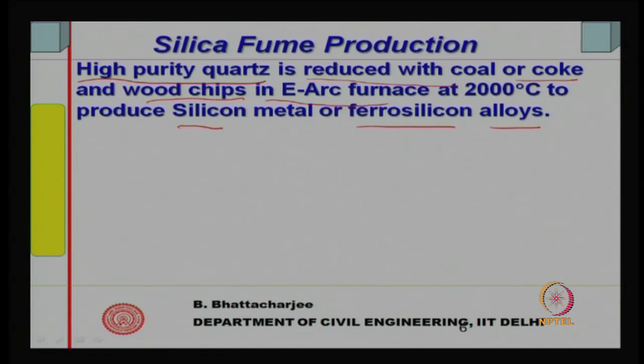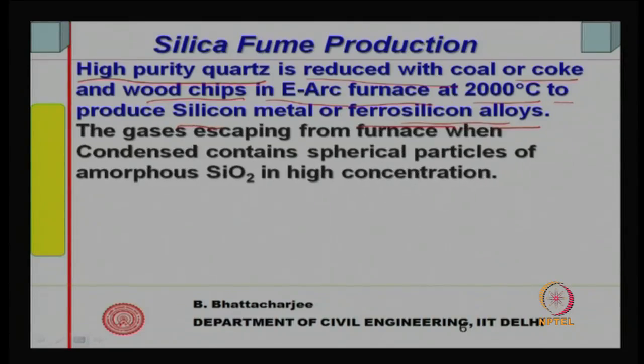These are reduced actually in an electric arc furnace at around 2000 degrees centigrade to produce silicon metal or ferrosilicon alloys. The semiconductor industry uses this material, silicon and ferrosilicon. So, whichever industry uses silicon and ferrosilicon in their production, essentially quartz, that is SiO2, would be reduced to Si, using carbon or coke or coal or whatever it is, in an electric arc furnace.